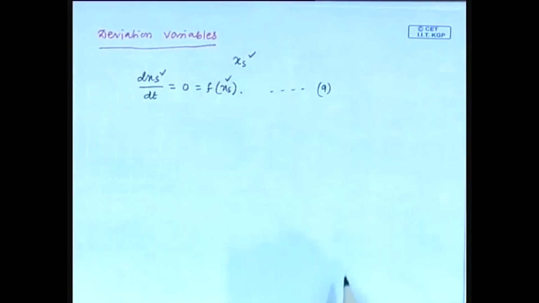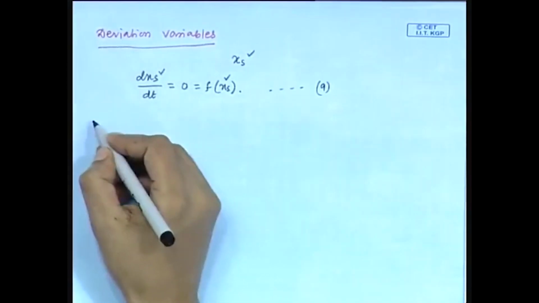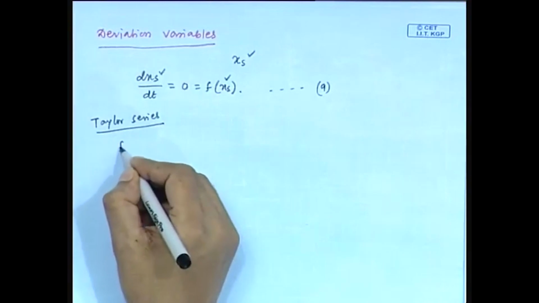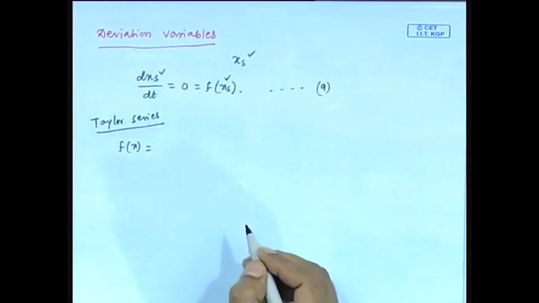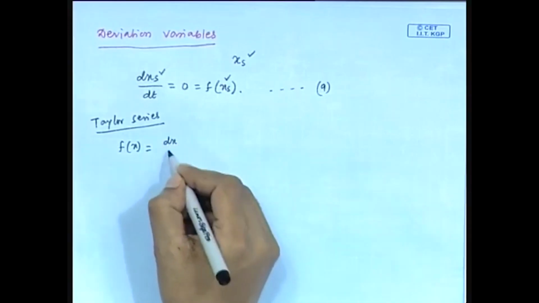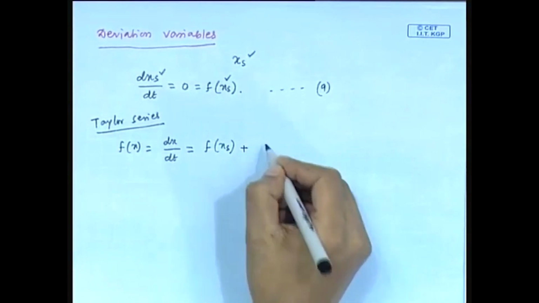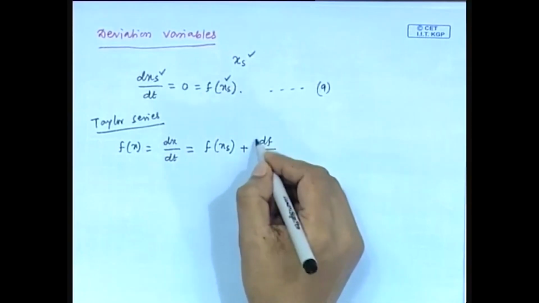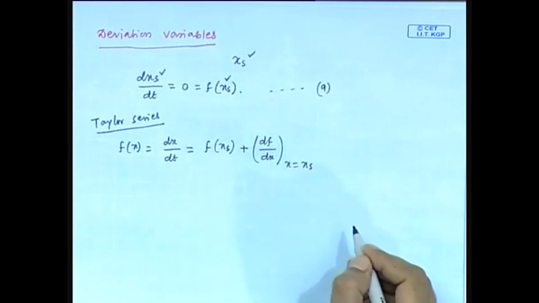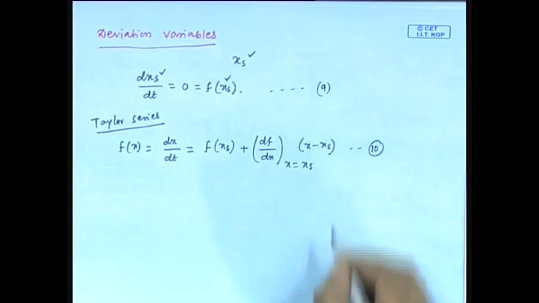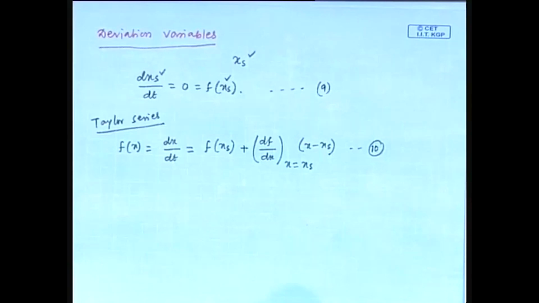This is, say, equation number 9. Now according to Taylor series expansion, we can write f x just by replacing x naught by xs. dx dt equals f xs plus df dx at x equals xs times x minus xs. The linearization of f x we got earlier. Here we have just substituted x naught equals xs and we get equation 10.